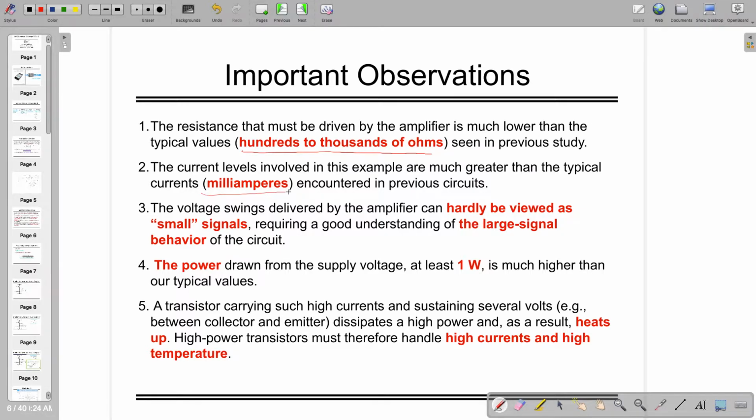Now when we are dealing with such a high power consumption circuit, it's going to heat up, and the high power transistor must therefore handle high currents and high temperatures. As I told you, there are also some technologies like gallium nitride, and some people are also using LDMOS. LDMOS is laterally diffused metal oxide semiconductor, and gallium nitride is GaN technology, using a different composition instead of silicon. Instead of silicon germanium or a silicon combination, some people are also using silicon carbide, to cater to such a need.